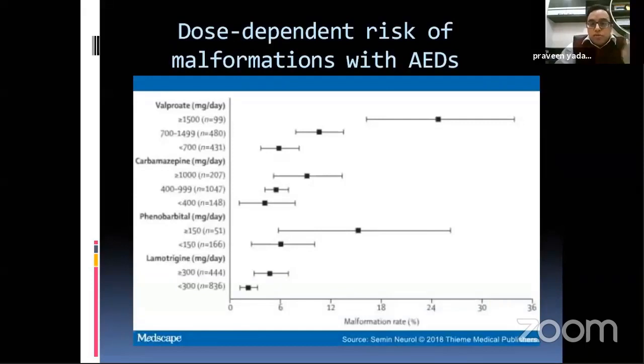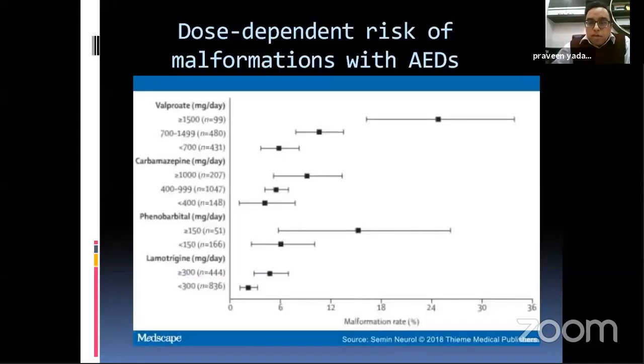Now coming to the most important aspect of pregnancy, teratogenicity. We know that it's a dose dependent thing. Valproate is the most teratogenic drug. At more than 1500, you can see it's around 25% teratogenicity. So that is very high. And if it's a lower dose, less than 700, it comes down to 6%. So it's dose dependent. So whatever drug you are using, use the lowest possible dose.